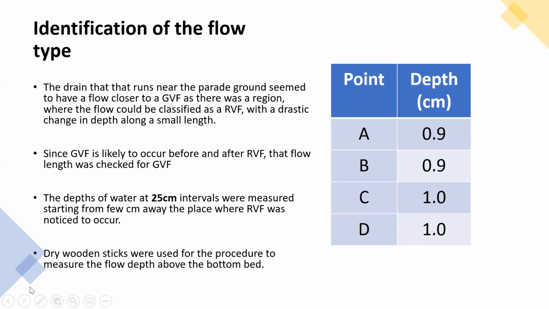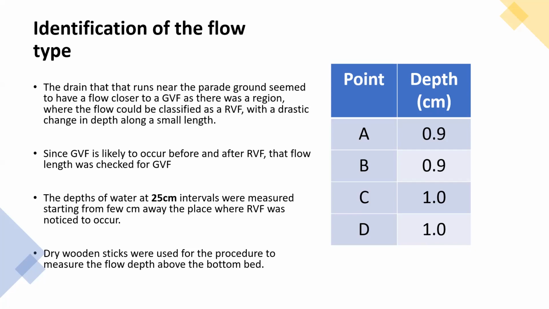Now let's move on to the identification of this flow type. While we were observing open channel stream flows for different flow types, we noticed a drain which runs by the parade ground, giving a noticeable rapidly varied flow due to an obstruction in the flow. Since gradually varied flow is more likely to occur before a rapidly varied flow, the flow length was checked for gradually varied flow.